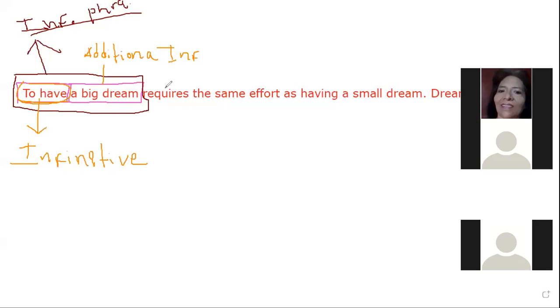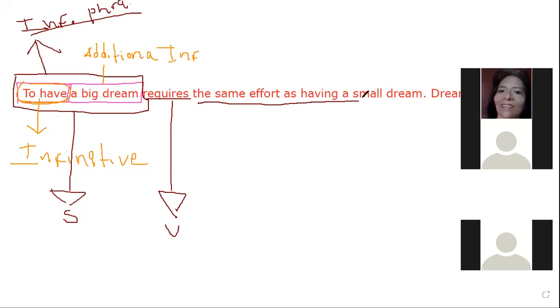The whole part is used as a subject. All this is also used as a subject. A sentence always needs a verb. In this part it could be is, are, am, or any other verb that you want. Here we have the verb require. To have a big dream requires, that is the verb, plus the object, the same effort as having a small dream. All these things are the object.